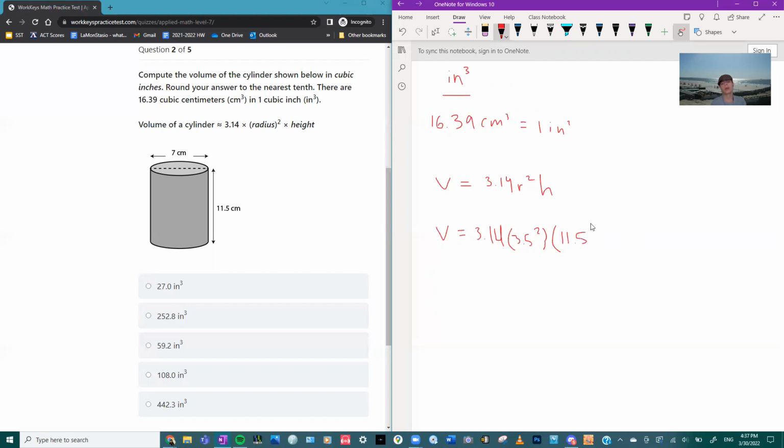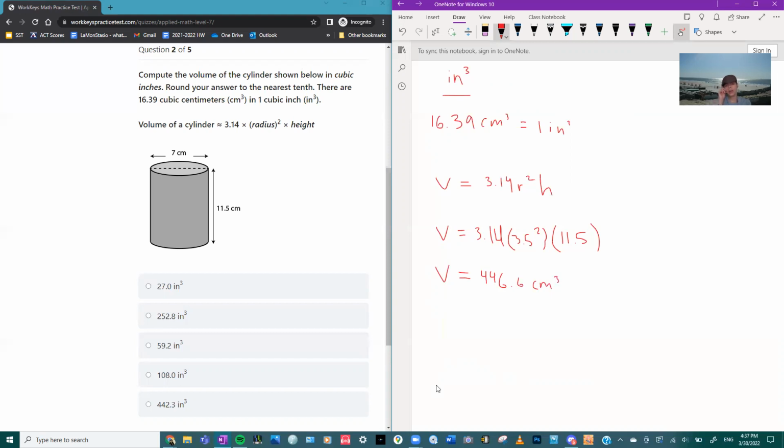All right, now let's plug that in the calculator. 3.14 times 3.5 squared, make sure only that is squared. See, you put in the parentheses. You can't see, sorry. But you have to put in the parentheses like I did right here. And then times 11.5. And we get to the volume is 446.6 centimeters cubed.